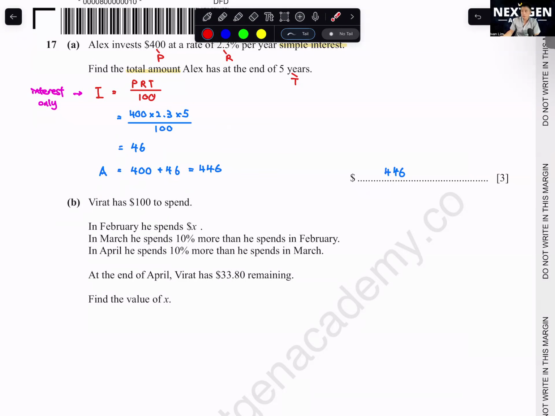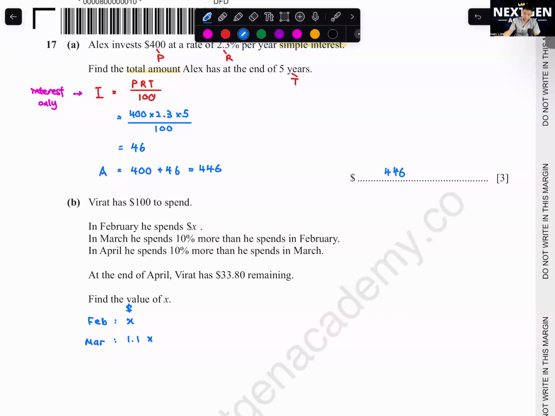Okay, can we write an expression based on this one first? X. Okay, so in February, this is how I write. In February, he spent X dollars. Okay, I just put here the dollars. In March, okay, how to write an expression? 10% more. Can we say it is 1.1x? 1.1x is a multiplier. Technically, it's 110%. Okay, 110%, you change it to a multiplier, or we call it a decimal. It is 110 divided by 100, so you get 1.1. Okay, everyone understand this expression?